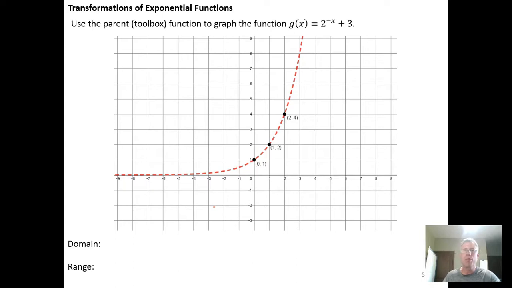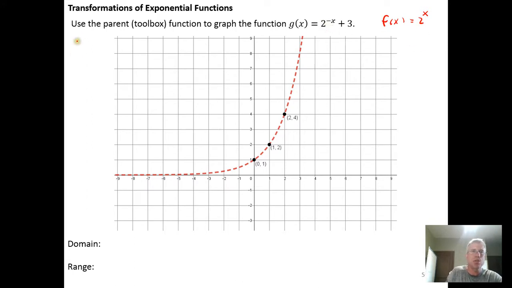All right, one more example. So again, the toolbox function, I see that I have a base 2, so my toolbox function is going to be f of x equals 2 to the x. If there were a 3 here instead, then my toolbox function would be 3 to the x. If it was 4 to the negative x plus 2, then my toolbox function would be 4 to the x. So you just look at the number in the base position, and that establishes your toolbox function.